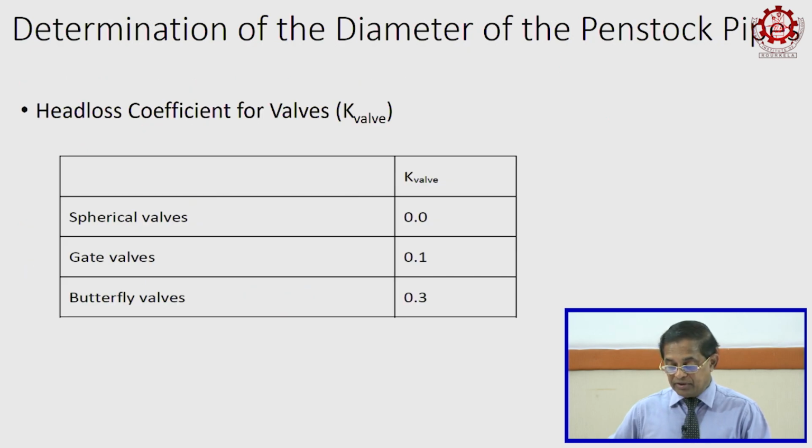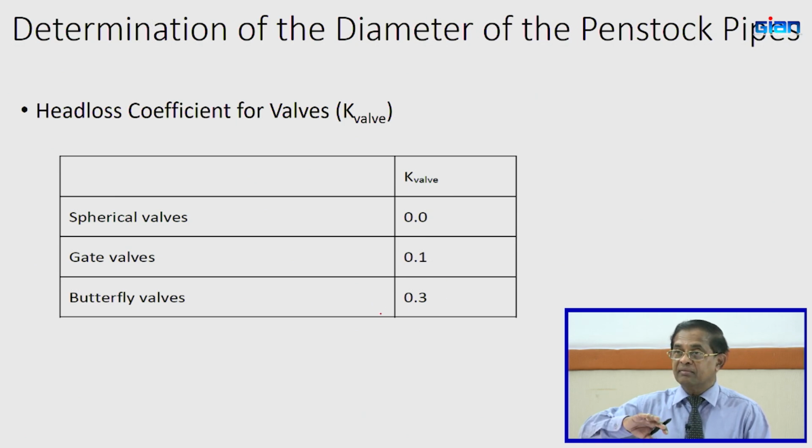Head loss due to valves: depending upon the type of valve, turbulences will be introduced. For spherical valves, I am sure you have seen spherical valves in your home sometimes, they do not have any turbulence, it is very smooth flow, but gate valves will have some turbulences generated. The coefficient they have found by experiment is 0.1, and for butterfly valves 0.3, more turbulences because of the presence of the turning parts there, the butterfly arrangement.